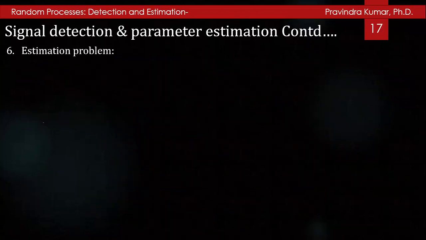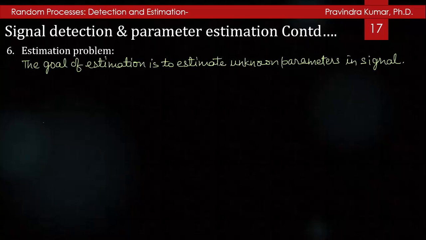Now we will discuss estimation problems. In estimation, we assume that the receiver has made a decision in favor of the true hypothesis, but some parameters associated with the signal may not be known. Now the goal is to estimate those parameters based on a finite number of samples of the signals.